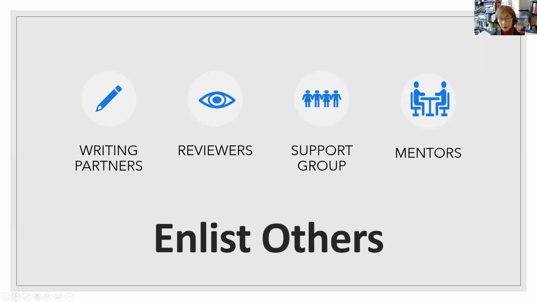A support group is a bit different than a writing partner. This could be a group who are writing, but they're not writing with you. They're writing their own work. The group members can keep each other on task and provide moral support. A mentor can be someone who has been a successful writer, whom you can learn from and who can offer suggestions to you.